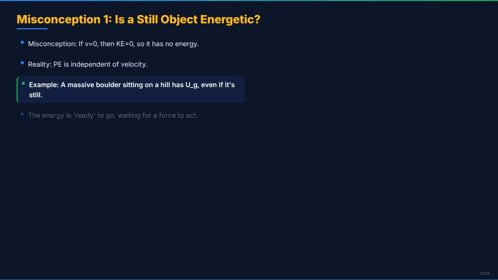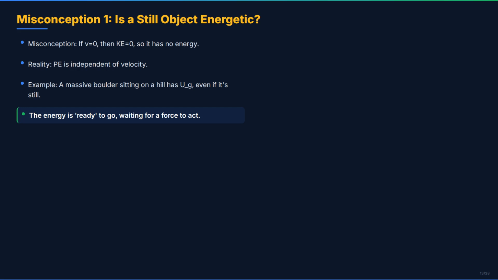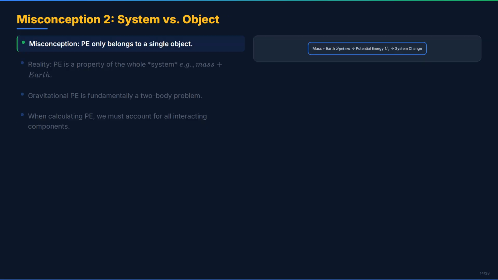Think of it this way. The height itself is a measure of potential. The object is simply positioned to have energy. So, remember, zero velocity does not imply zero energy if the object is elevated or deformed. This is a high-level concept, but crucial for understanding the depth of physics.